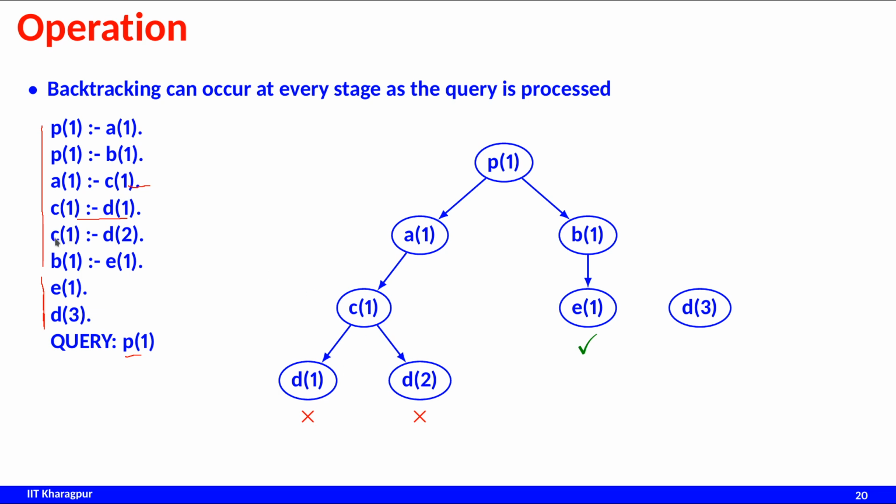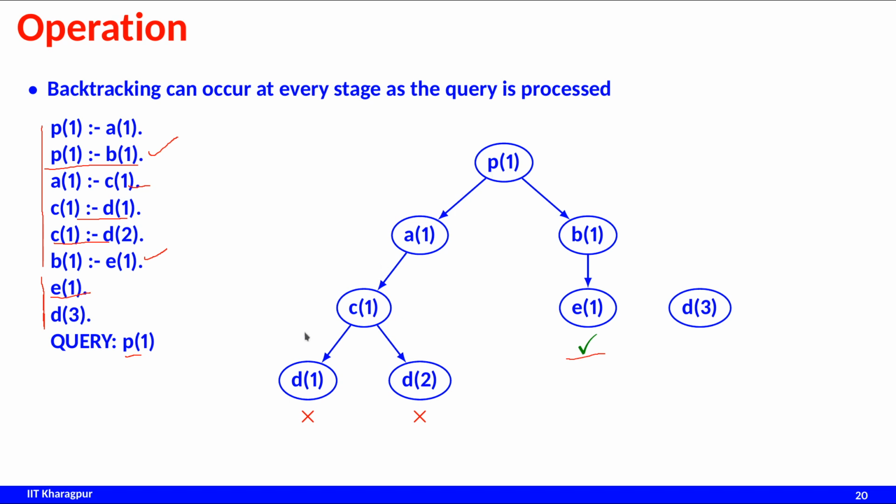Then I try with the other c1, which is d2. Again d2 will not match with anything, so it will say a kind of rejection. It will go back, and then a1 has no other option to choose, but p1 has another option, which is b1. So it will check b1, and if I need to check b1, then I have to check for e1, and e1 is true here. So effectively this is true, and this d3 is nowhere, it was never checked.